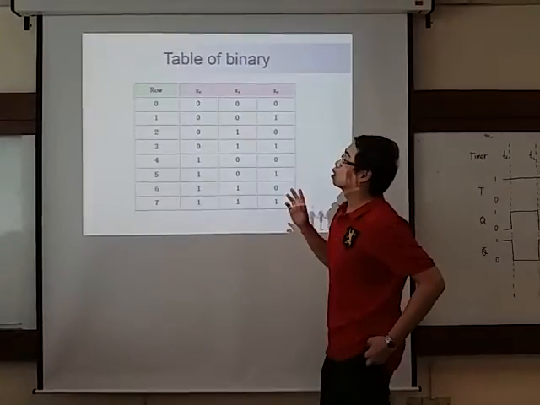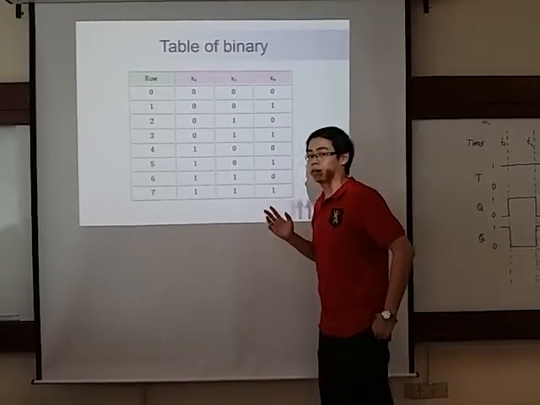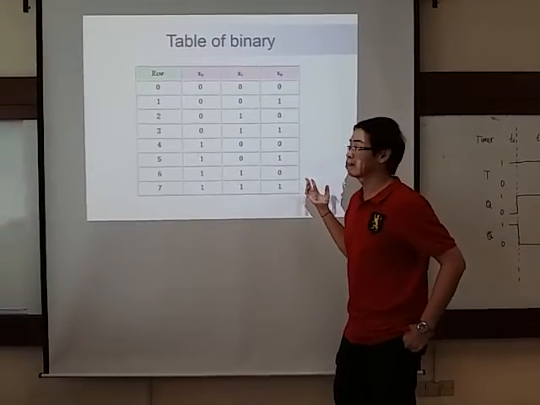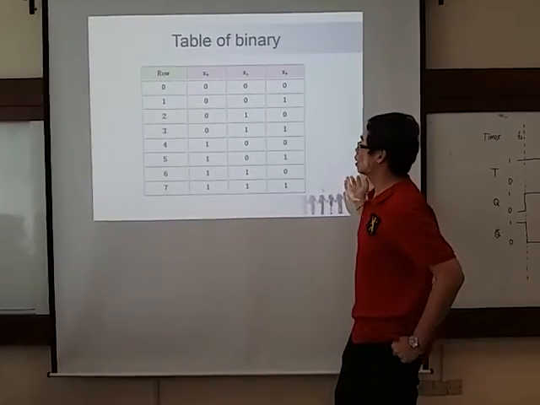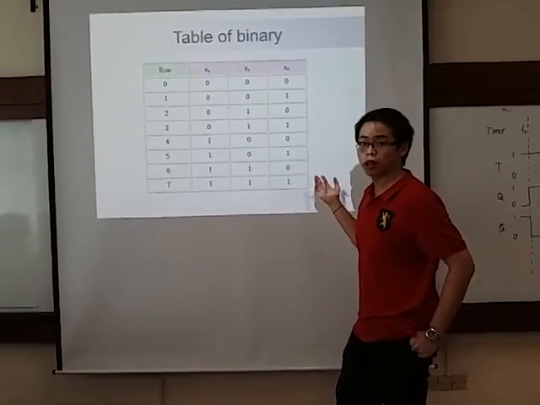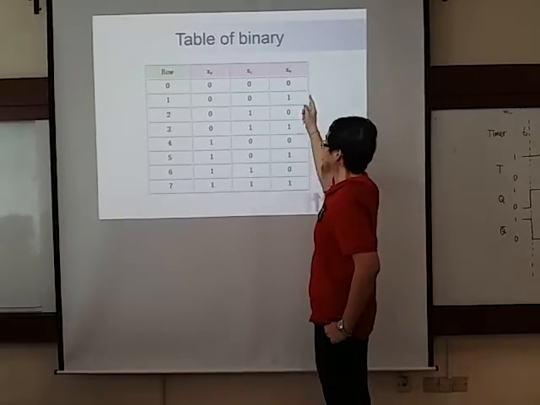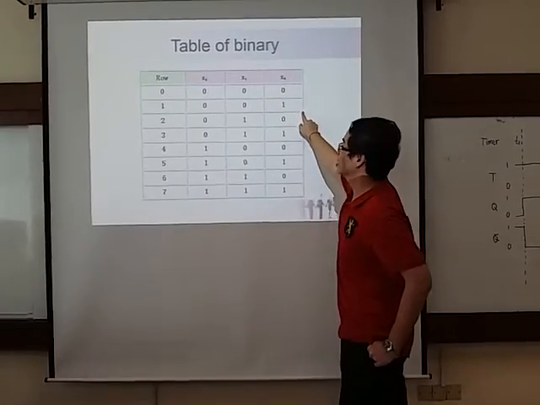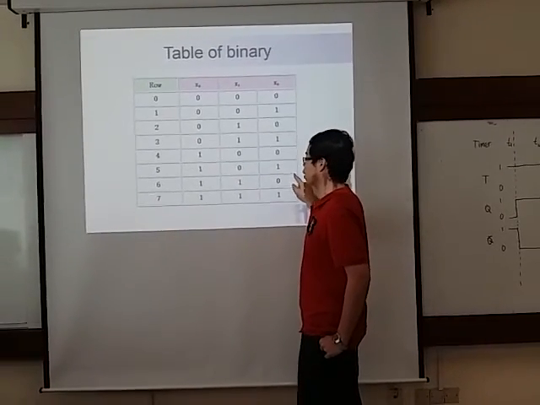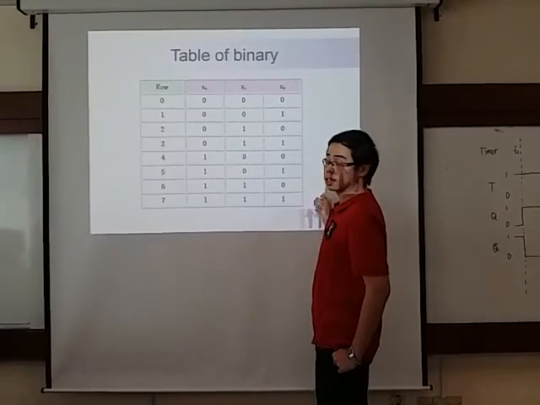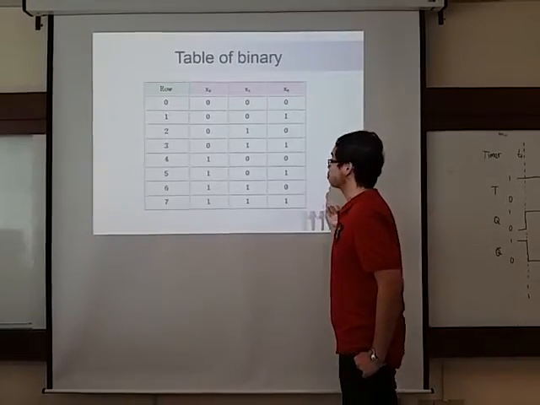So to understand the binary counter, we must go to the table of binary. You can see this table. Do you discover that this is similar to the binary numbers from 000, 001, 010, 011, 100, 101? Let's proceed. This is the binary number system, right?